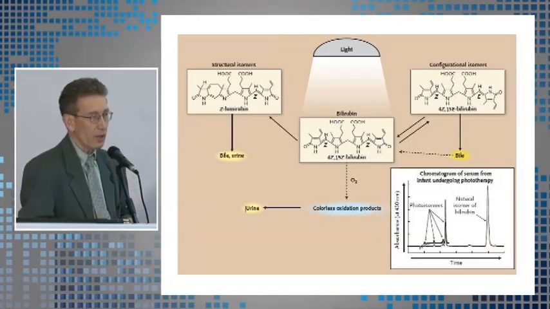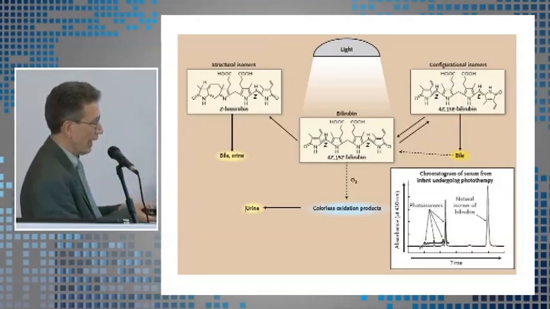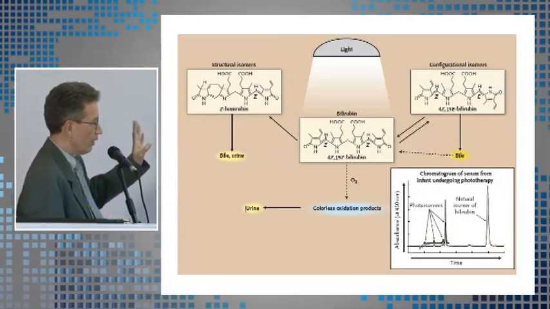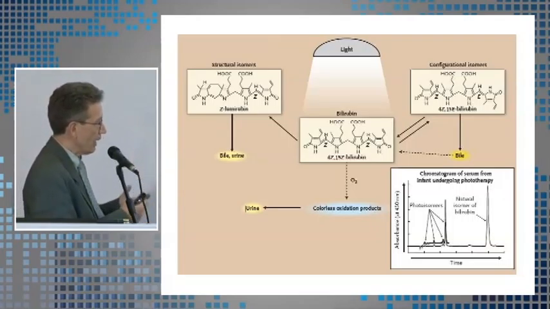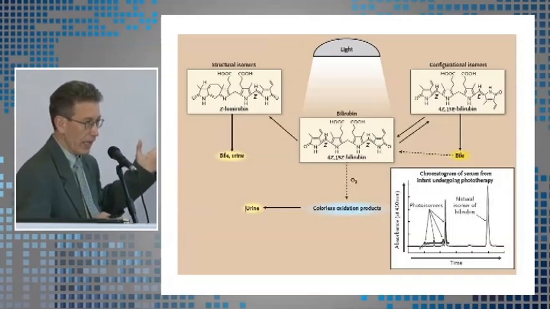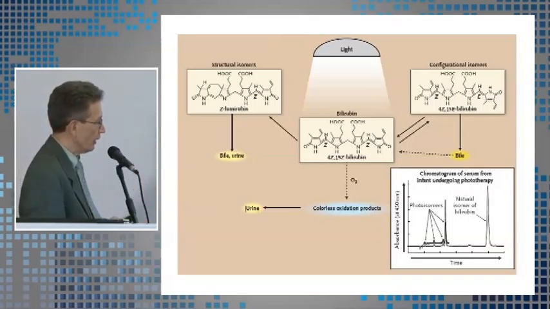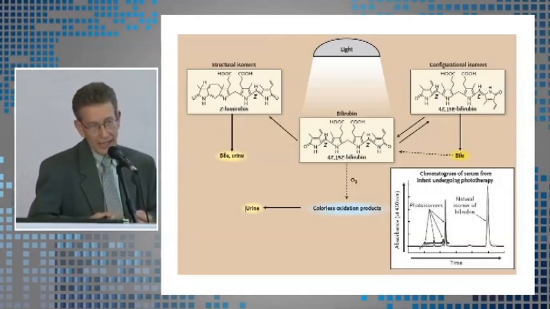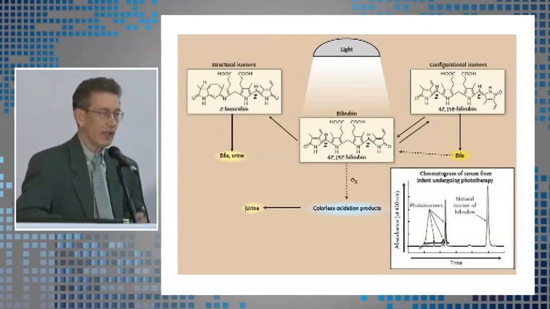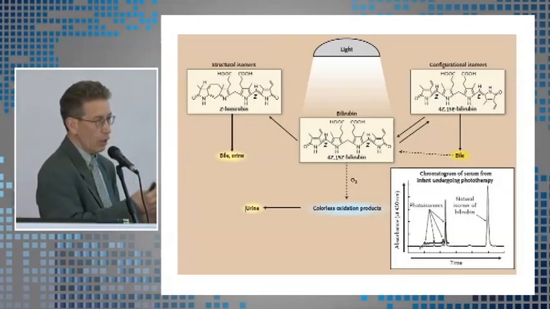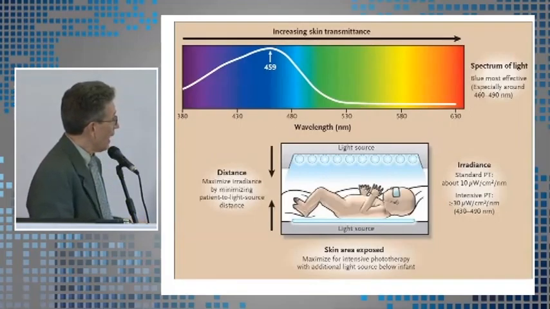So the configurational one is the one you see on the right-hand side, and the structural one, or lumirubin, is the one on the left-hand side. Then there's another photoproduct, a product arisen out of the fact that bilirubin has been struck by the light, and I'm referring to oxidation processes in which bilirubin is no longer an isomer. It's broken into pieces, literally.